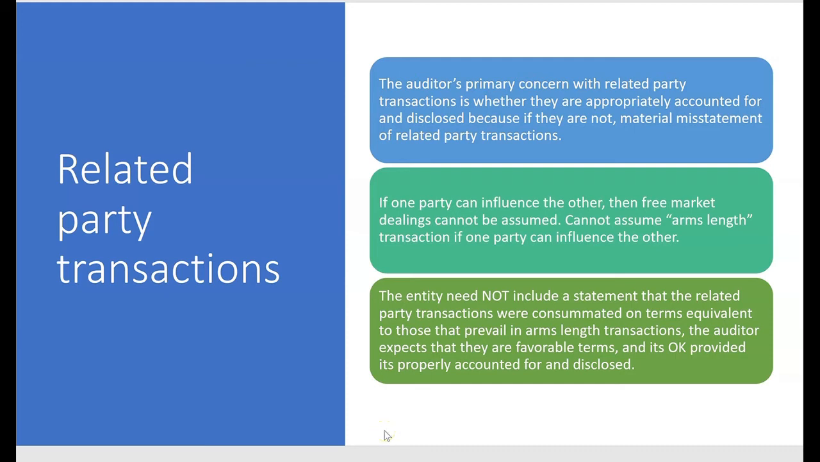So the biggest problem for the auditor is that the related party transaction was not properly disclosed, and instead the company tried to get away with showing it as an arm's length transaction. Notice the company does not need to try to describe or include a statement that the related party transaction was consummated on terms equivalent to those that prevail in an arm's length transaction. They don't have to make that case because the auditor probably isn't going to believe it anyway, and if they did make that case, the auditor would need a lot of evidence to back it up. So for the entity being audited, as long as it's properly accounted for and disclosed as a related party transaction, that's enough to satisfy the auditor.